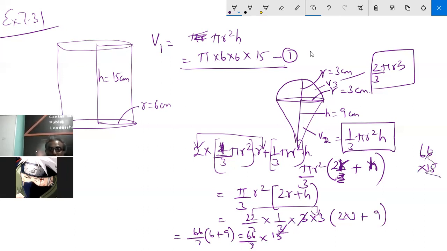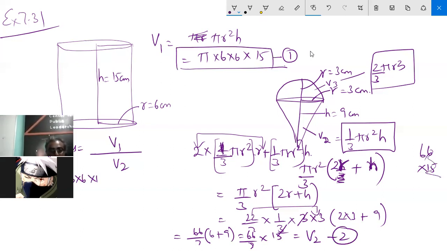Now what we have done, this is equal to volume 2. It is cast into so many cones. Now what is asked? How many cones? Volume 1 divided by volume 2 is equal to how many cones? Volume 1 is this one: 5 into 6 into 6 into 15, divided by volume 2, which is 6 into 11 into 15. The bottom 7 will go to the top.